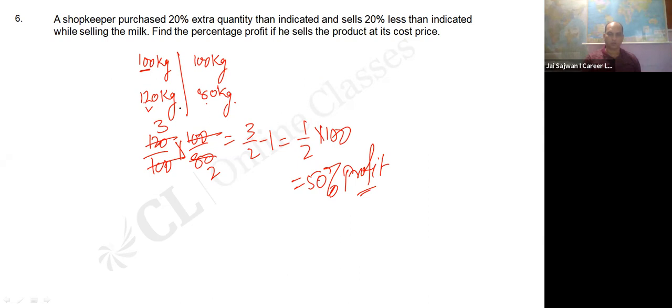This is a logic. So there's a 20% extra quantity than indicated. Fine, that we are purchasing. So I know I'm going to gain 20 on 100. 20 on 100 will come out to be 20% of profit. And he is going to sell 20% less. That is, he is going to sell 80 kg. So how much does he gain? He gains 20 kg on 80 kg, my dear. Why? Because by selling 80, he is going to gain 20 on that, not on 100, on 80. If I sell 80, 20 is the profit that I'm going to take home. So I'll say that comes out to be 1/4, which is 25%.